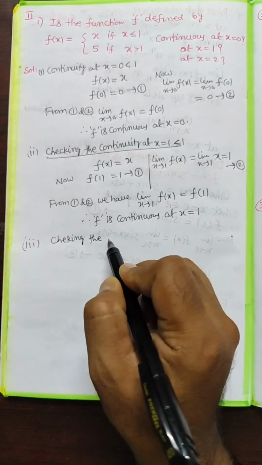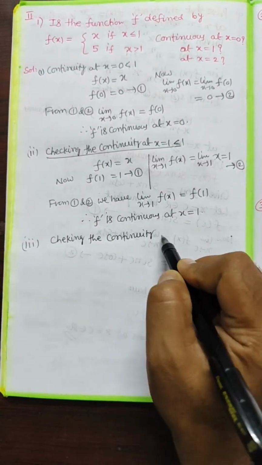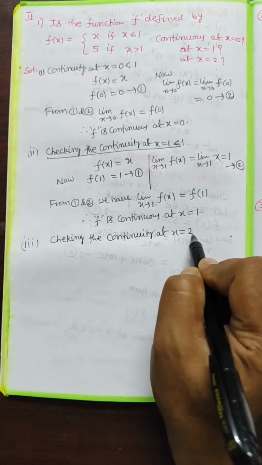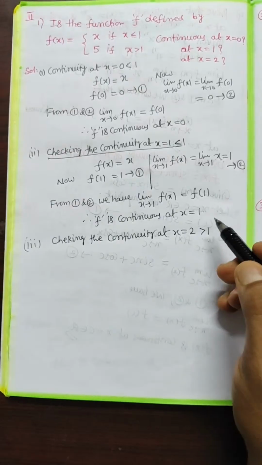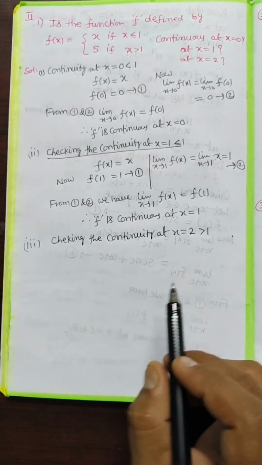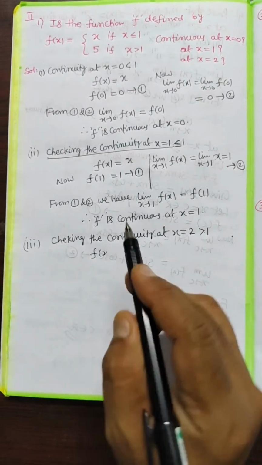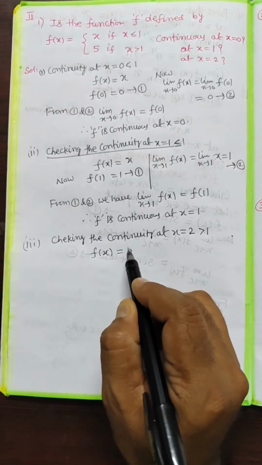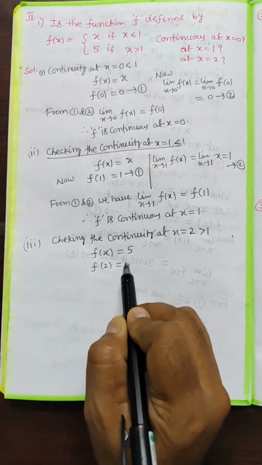Checking the continuity at x equal to 2. x is equal to 2 means it is greater than 1 only, no? So f of x, since 2 is greater than 1, the function f of x is equal to 5 will come. So f of 2 is equal to 5.